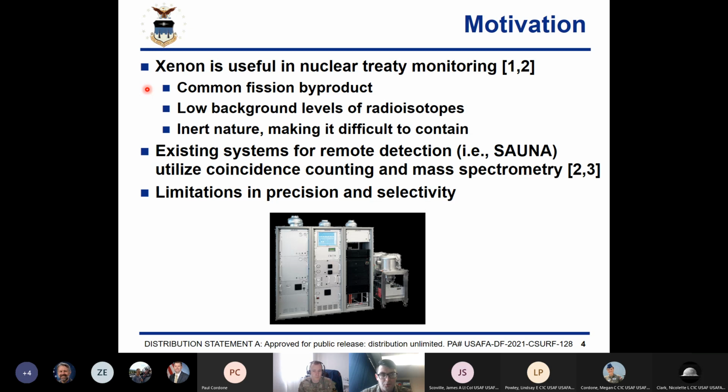Now, there are existing systems for remote xenon detection, most notably the SANA system pictured below, but these utilize methods such as coincidence counting and mass spectrometry, which are limited both in their precision and their selectivity. For example, coincidence counting can't pick out xenon's stable isotopes because they don't undergo any sort of nuclear decay. And mass spectrometry struggles to distinguish between xenon's isotopes and their corresponding isomers because they're so similar in mass.